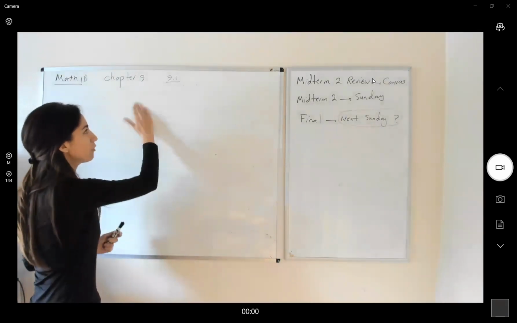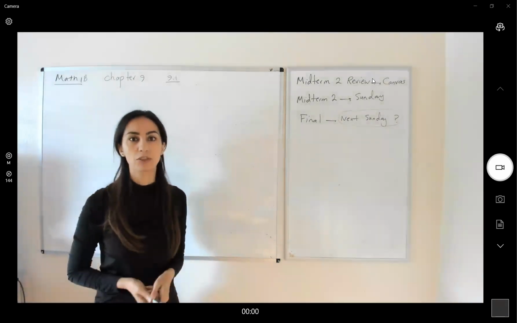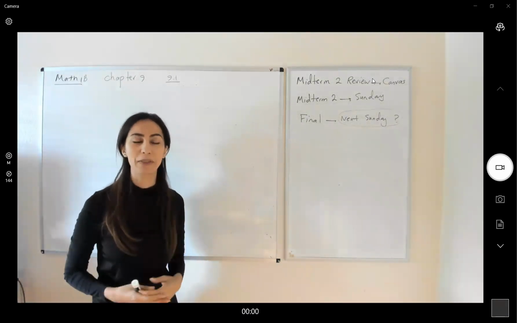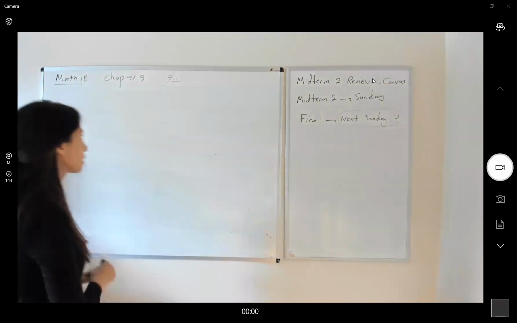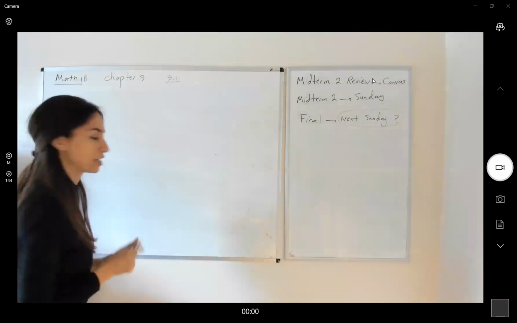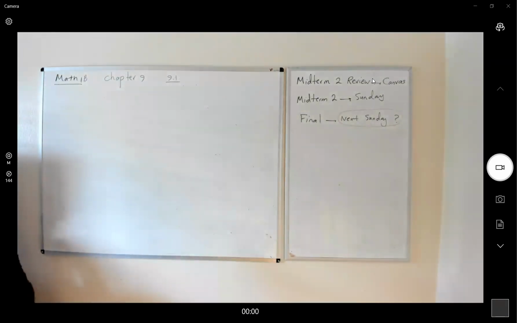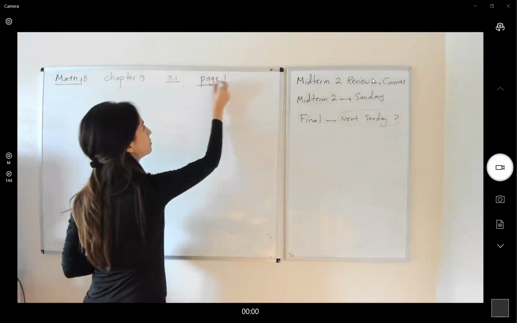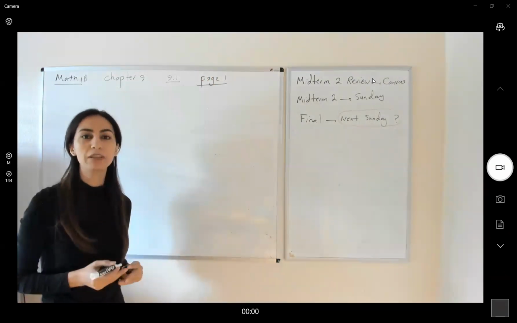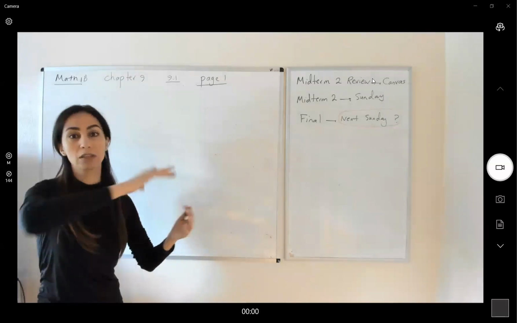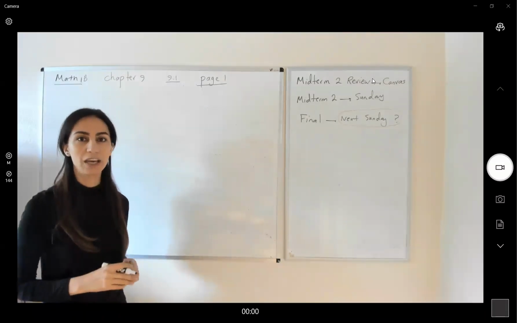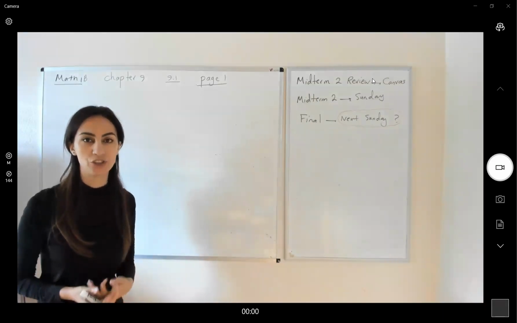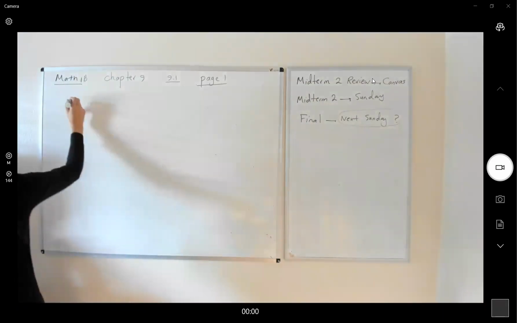So far we learned about the derivatives, then we started talking about integrals, different methods of taking integrals. Today we're going to see some applications. We are on page 1. One of the applications of the derivatives combined with integrals is population growth or population decay.